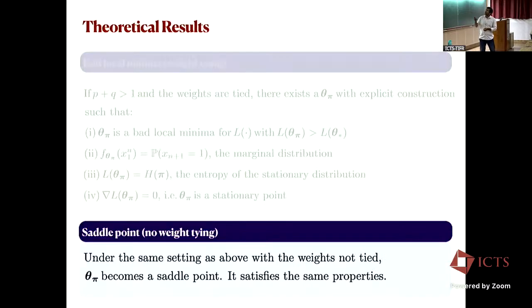And if you remove this weight tying, it turns out that under the same conditions, the same point theta pi is a saddle point. So that's the overall main theoretical result here. And just to give you a brief intuition about how we go about constructing it.